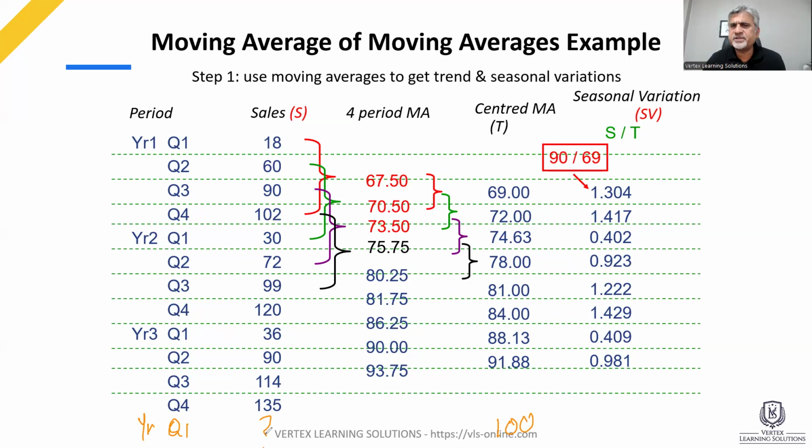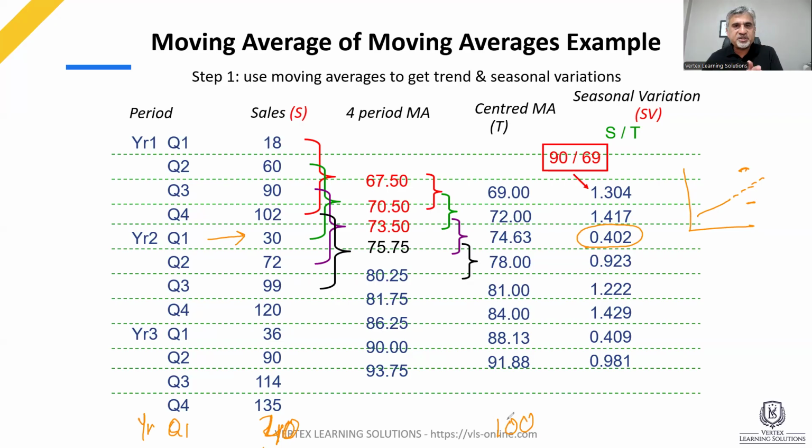Will it be 100? You say no, because I know that in quarter one, the trend is 0.402. Variation is 0.402. So it means 100 multiplied by 0.402, this number should be close to 40, because trend I can predict, trend I have here, I can expect it like this.